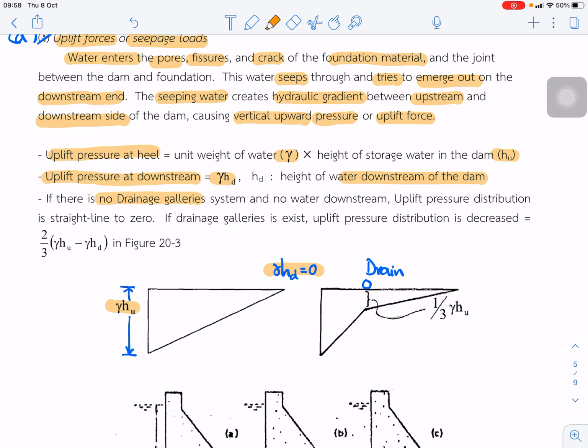If there is no drainage system and no water downstream, the uplift pressure distribution is a straight line to 0. If the drainage system exists, the uplift force distribution is decreased to 2/3 of the difference between the pressure at the upstream and downstream. So this is the drain effect, and it is reduced to 2/3. So it still has the 1/3 for the gamma HU.